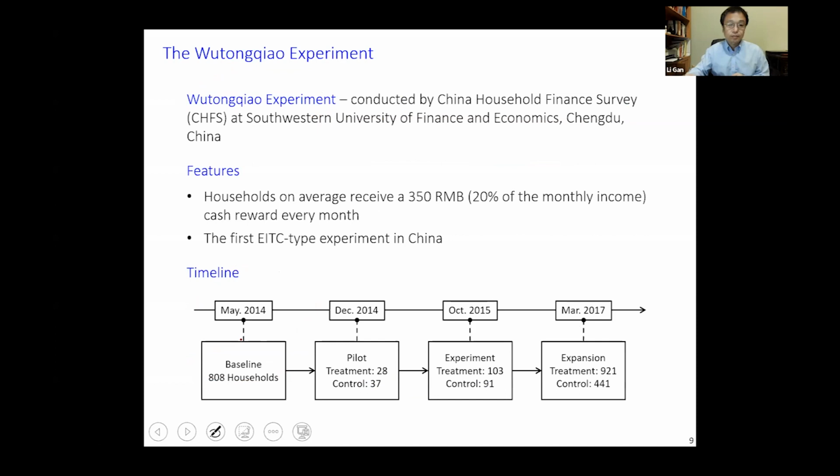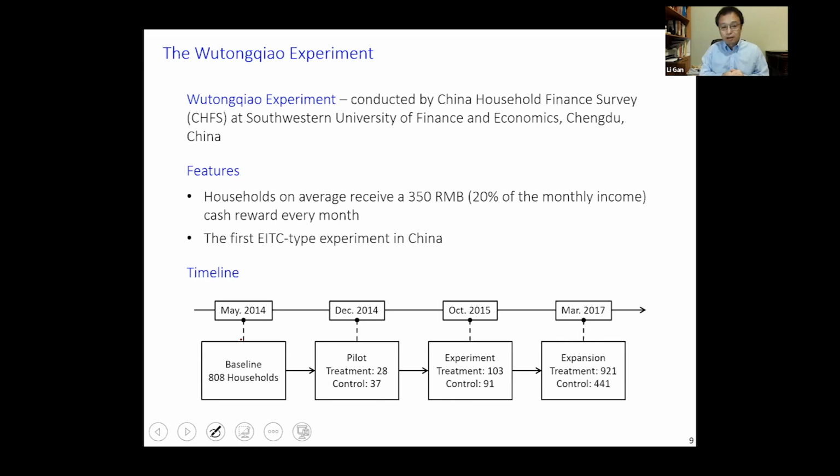So let me briefly talk about the design of this program. This experiment was conducted by, as Professor Gao also mentioned, a data center called the China Household Finance Survey at Southwestern University of Finance and Economics. There is a particular team in this data center which specializes in this experiment. They also conduct other experiments as well.